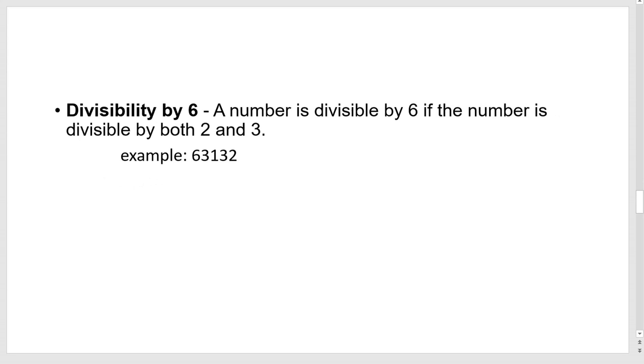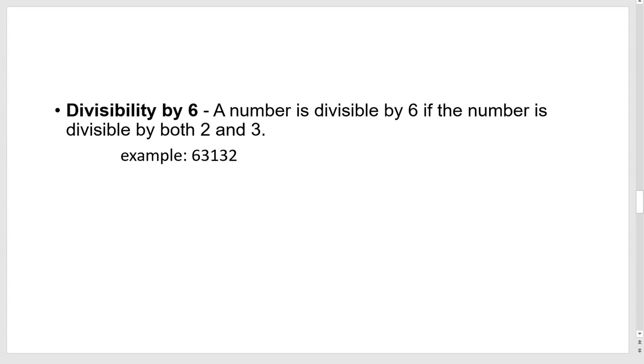And the next divisibility rule is 6. Divisibility rule 6: if a given number is divisible by 2 and 3, then it is divisible by 6. So if a given number is divisible by 2 and 3, then it is known as divisibility rule 6.